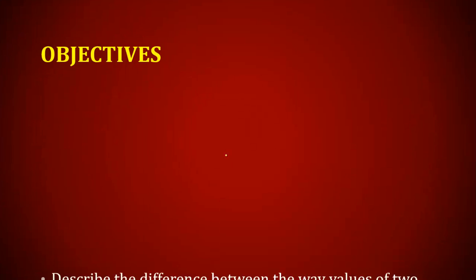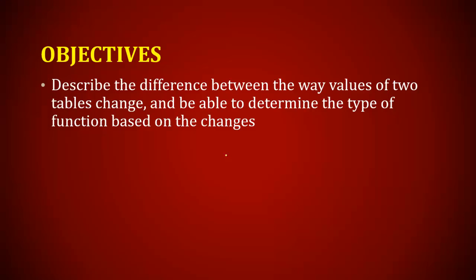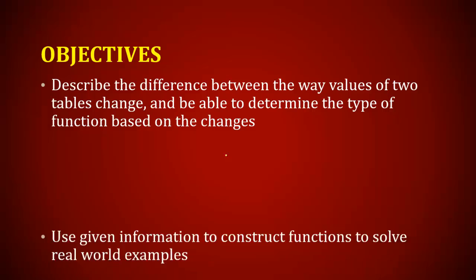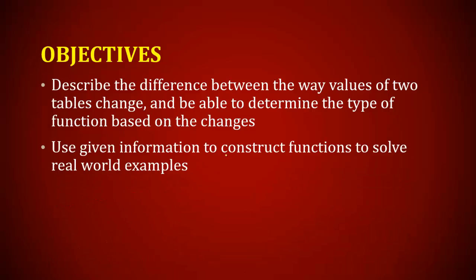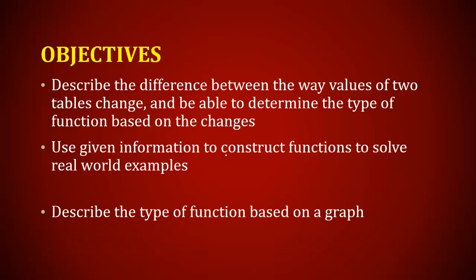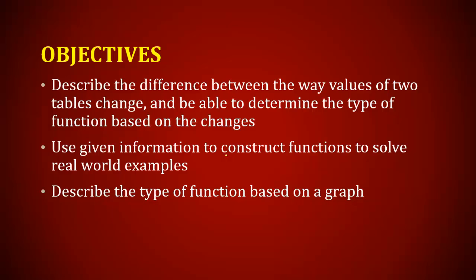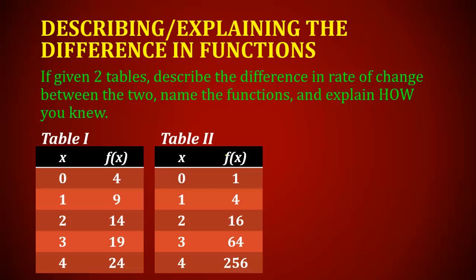Your objectives. Describe the difference between the way values of two tables change and be able to determine the type of function based on the changes. Use given information to construct functions to solve real world examples. And finally, describe the type of function based on a graph. That's the easiest one.